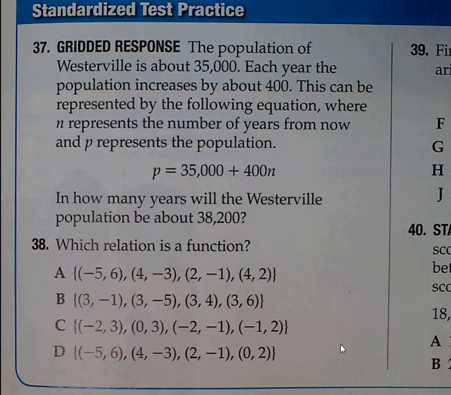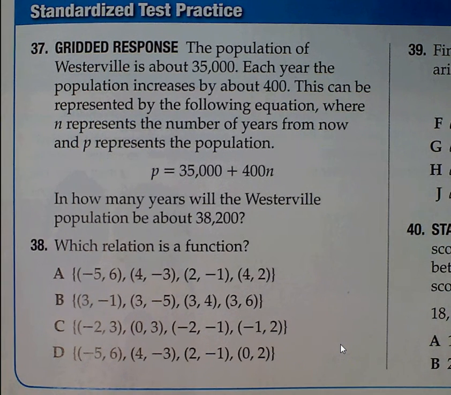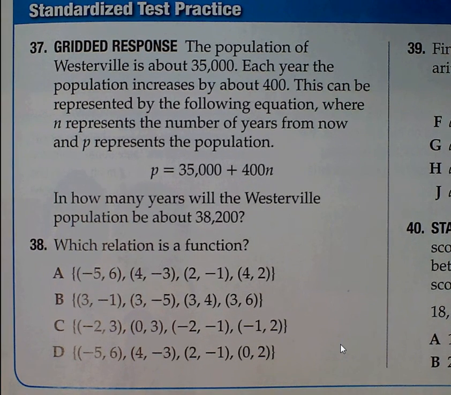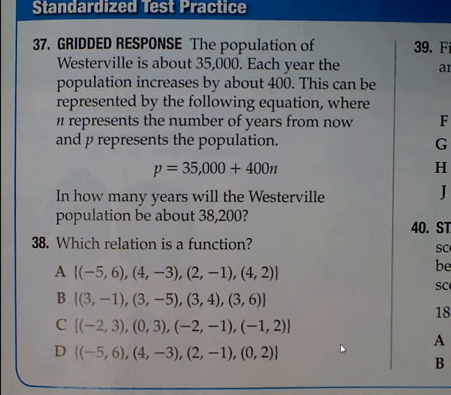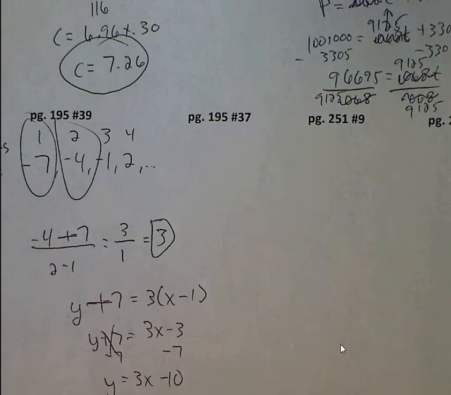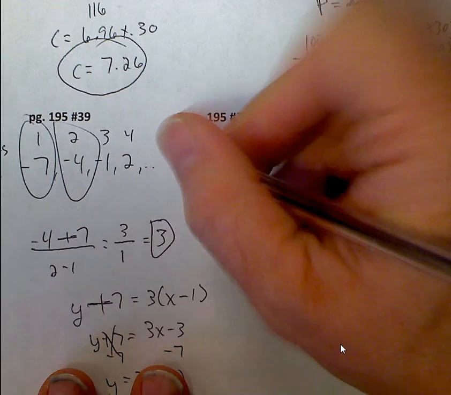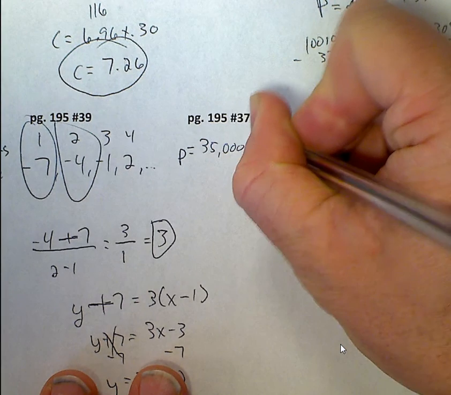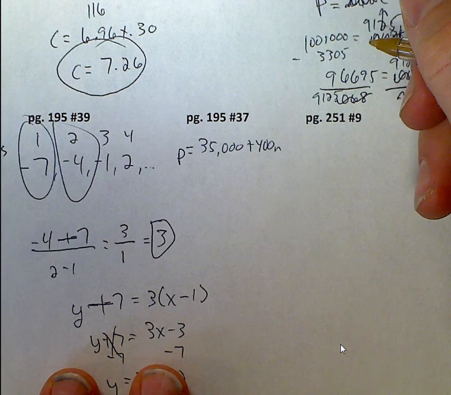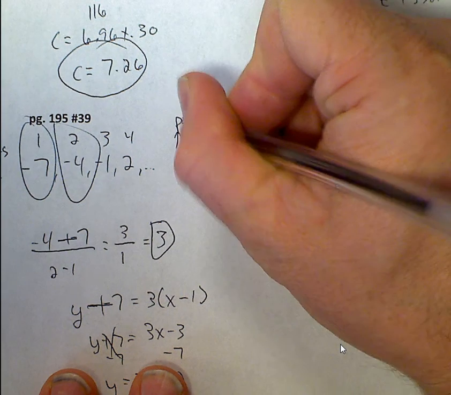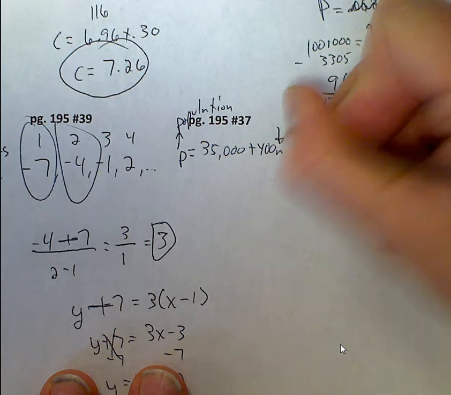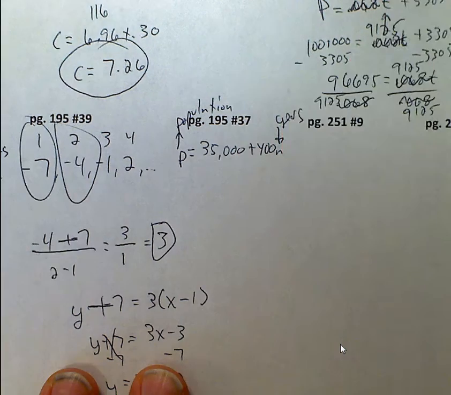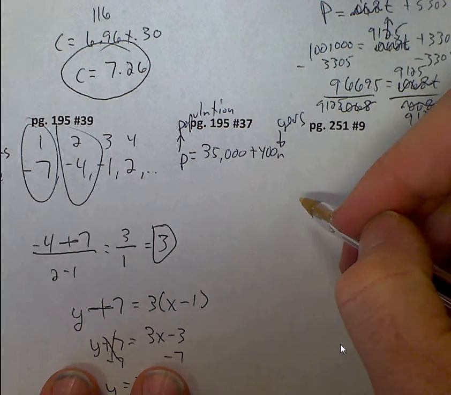This can be represented by the following equation, where n represents the number of years from now and p represents the population. In how many years will the Westerville population be about 38,200? So go ahead and try yourself. We are given p equals 35,000 plus 400n. P stands for population. N stands for years.